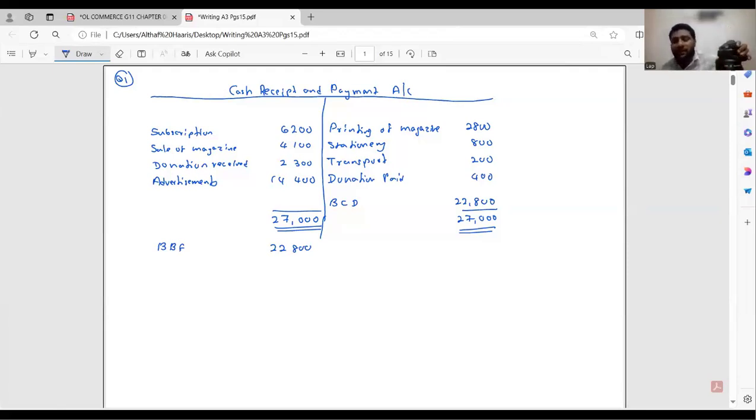Simply you have to record whatever the cash receipts and cash payments. Same as the cash book. No difference.